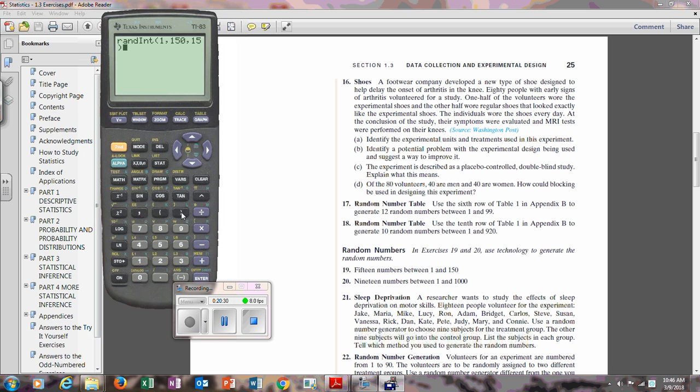And now it's generated 15 numbers. So we have 141, 17, 1, 83, 129, 147, 42, 42, 19, 8, 109, 264, 47, and 146. Now your numbers definitely will not be the same as mine because your calculator is generating a random number for each one of them. As a matter of fact, if we ran the same thing again, it should generate 15 completely different numbers.